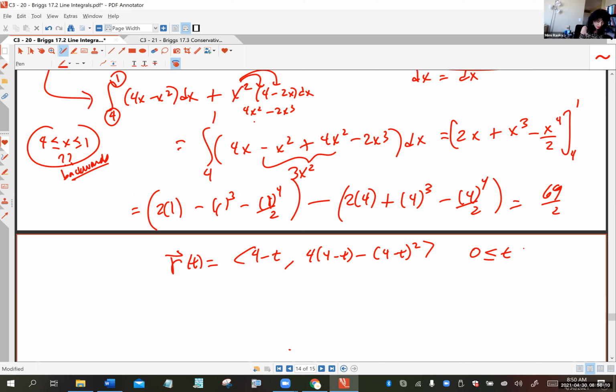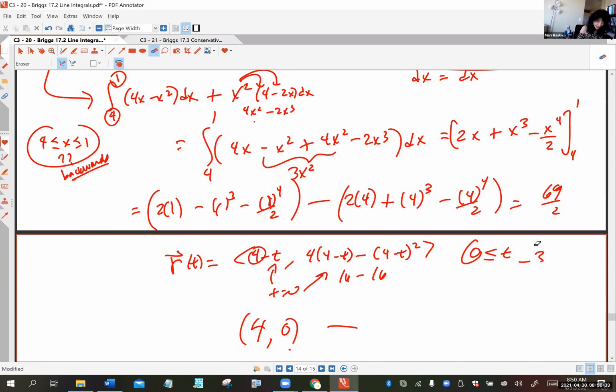I think 3. Let's see if that's going to work. If I plug in t equals 0 here, I do get an x starting at 4, which is good. And when I plug t equals 0 here, what do I get? I get 16 minus 16, which is 0. Perfect. I get the starting point.